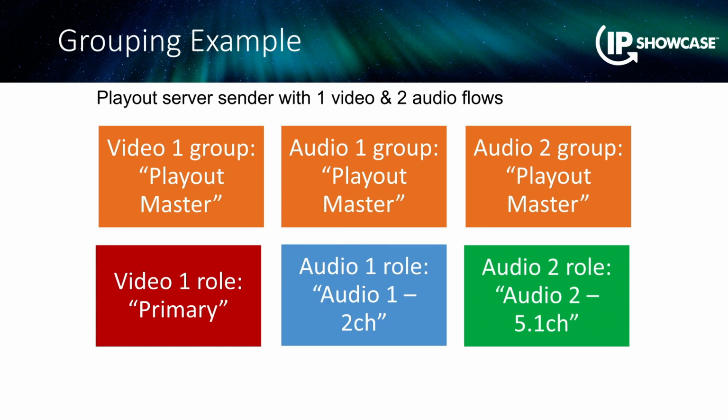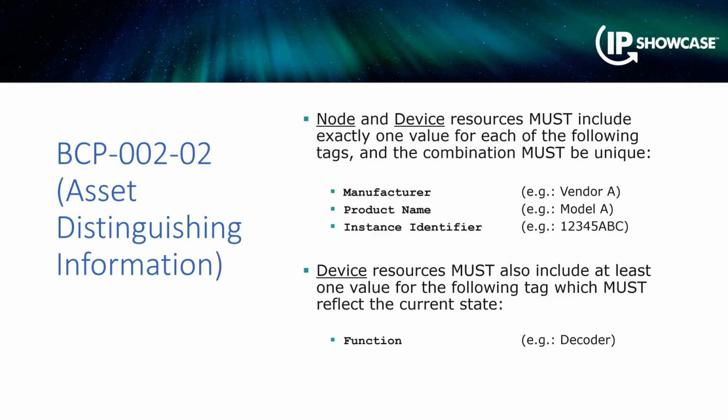Works great. One of the things though is it's not really standardized on exactly what to call these, and it's also still problematic if you've got 100 cameras from the same vendor that all show up, or 100 audio boards. So how do we deal with that? Well, this thing is hot off the presses, 00202, called Asset Distinguishing Information.